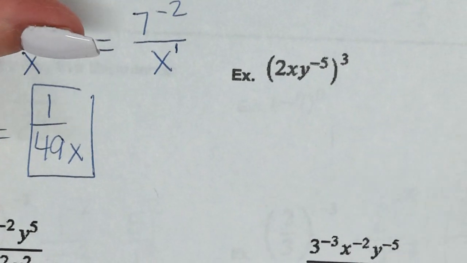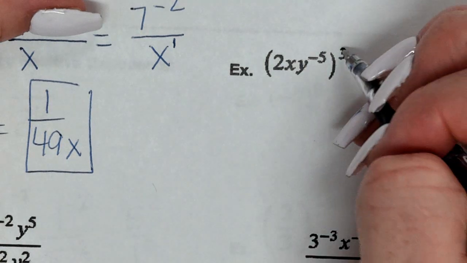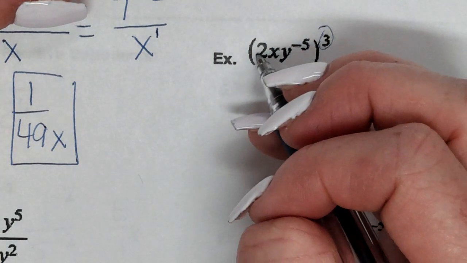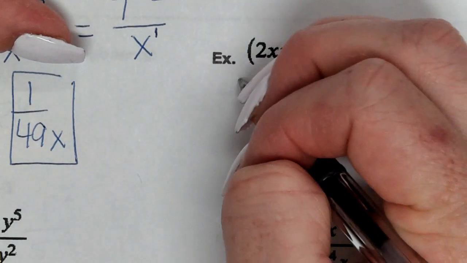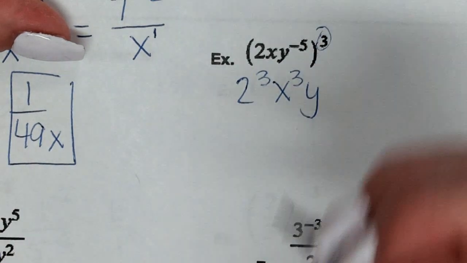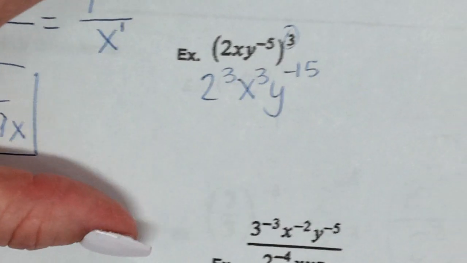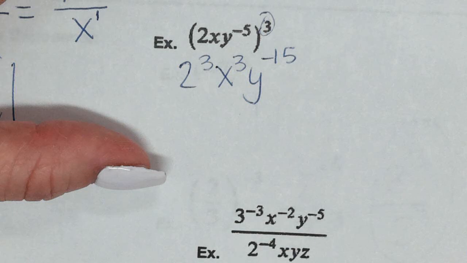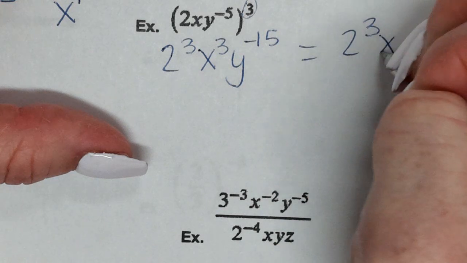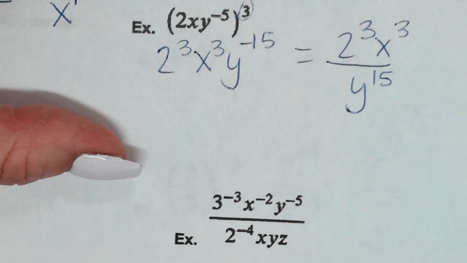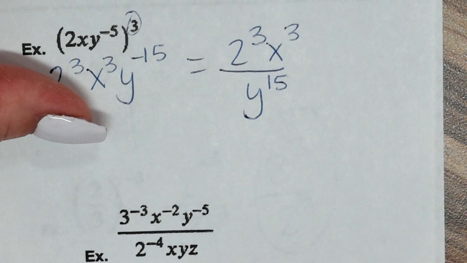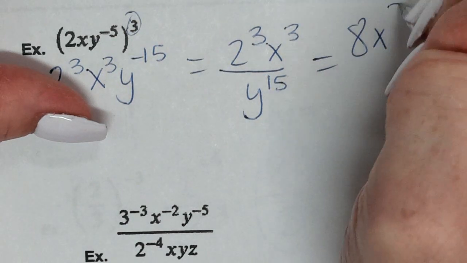The next one. I must raise everything in parentheses to the what? So where students usually mess up on this is they forget that the 2 also gets raised to the third power. 2 to the third, x to the third, y to the negative 15. I must multiply them. What needs to be moved? The y with the negative 15. So 2 to the third, x to the third over y to the 15th. And then it loses its negative exponent. Can I expand 2 to the third? 2 times 2 times 2 is 8.